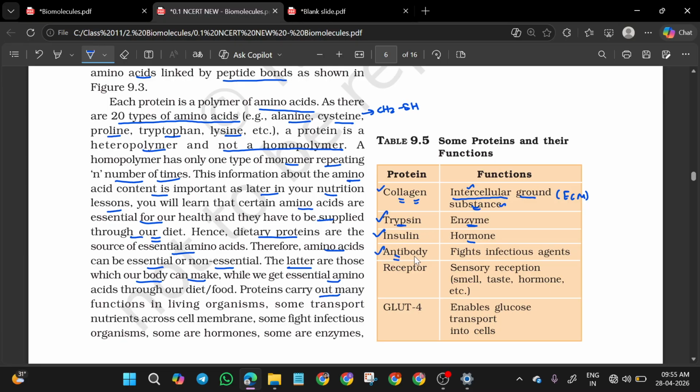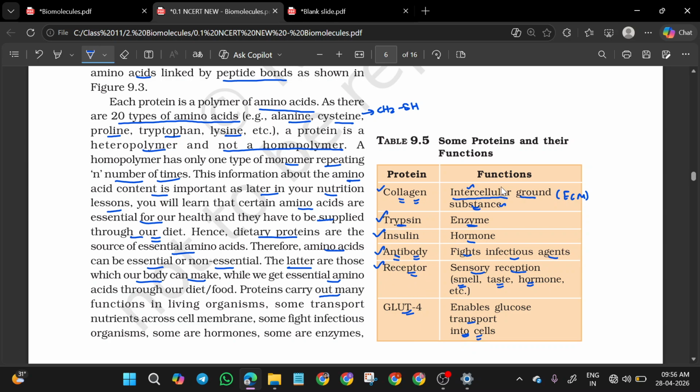Next, antibody. So regarding this, we will study in human health and disease and body fluids and circulation. Antibody fights infectious agents, that is it will provide immunity, provide பண்றது தான் antibody-ஓட work. Then receptor, it is going to help in sensory reception, like gustatory receptor, that is taste is gustatory receptor, smell is olfactory receptor, hormone receptors, these all receptors are also proteinaceous in nature. Then GLUT4 is glucose transporter, enables glucose transport into the cells, cell-குள்ள glucose எடுத்துட்டு போறது இதோட work.